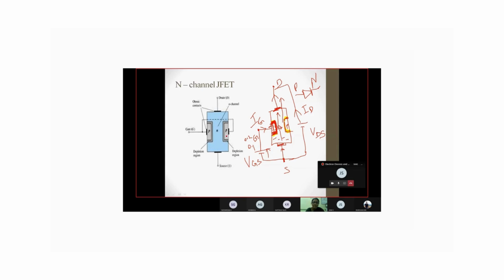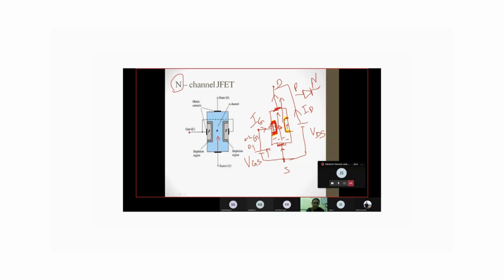So this is the basic construction of n-channel JFET. Why is it called n-channel? This bar, the entire bar, is made up of n-type semiconductor, and the conduction of current here is due to electrons, with respect to the potential applied across gate and source.